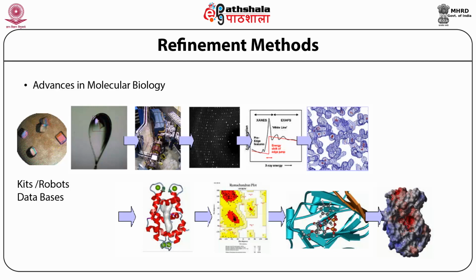Once you have anomalous data, you calculate the electron density, and once you have very good phases and electron density, you can develop the model much faster and validate the model. And once you have a validated structure, you understand the function of the protein molecule.